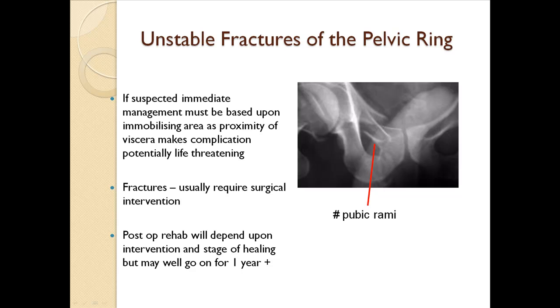Unstable fractures are usually much more serious. These are because of visceral structures close to the fracture site. They often require immediate surgical management or medical management. These sorts of injuries, because of the proximity of the viscera, can be life-threatening, and invariably the first line of assessment is an X-ray to evaluate the extent of the injury itself. These are often plated or screwed depending on the fracture, and the post-operative rehabilitation will depend upon the intervention, the stage of healing, and any other complications. Rehabilitation is often very extensive. It's not unusual to see these patients for at least a year.